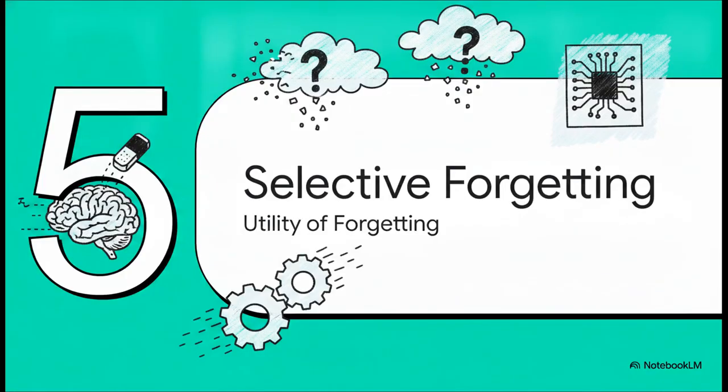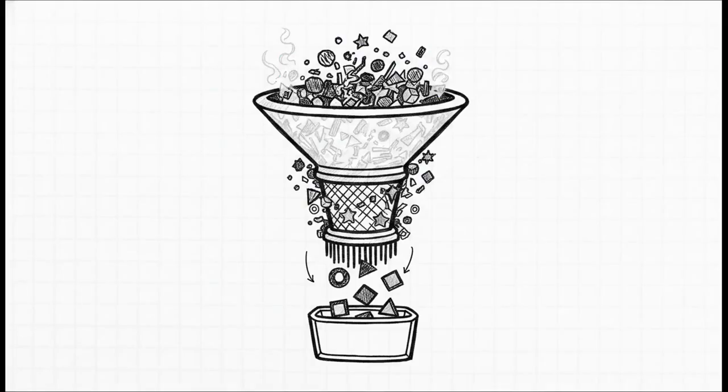Section 5. The art of selective forgetting and the utility of leaving things behind. If an agent remembers every single trivial interaction, every hello and how are you, its database just becomes an unsearchable landfill. To prevent this, architects use the RIF utility formula to strategically prune data. RIF stands for recency, relevance, and frequency.